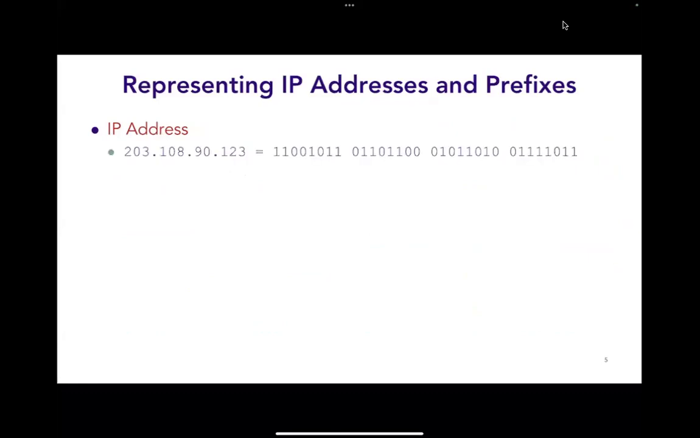So an IP address is represented in the dotted decimal format like this, or the binary format like this. This is a 32-bit number, IPv4 addresses. There are also IPv6 addresses, but we are only going to focus on IPv4 addresses for now. And this is called the dotted decimal notation or dotted quad notation. Okay? 4 numbers written with dots in between.